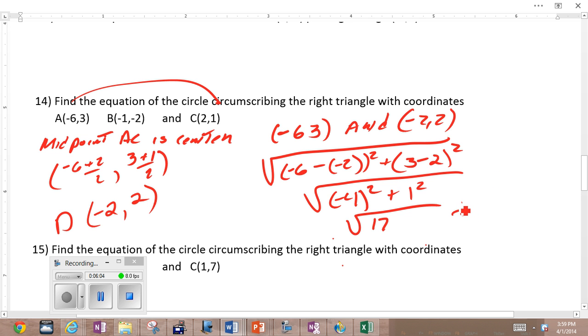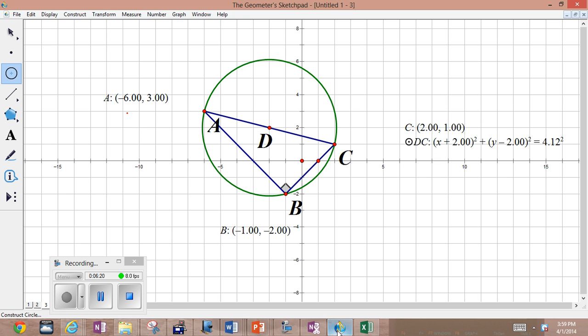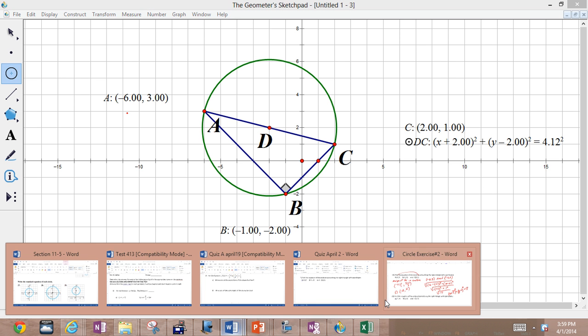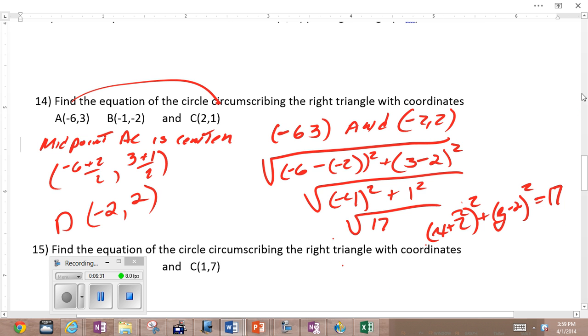So my circle should be of the form (x plus 2) quantity squared, that's minus a negative 2, plus (y minus 2) quantity squared, is equal to 17. And that should be pretty much in agreement with what we had there. The radius is about 4.12, which when squared would be 17. All right, and then lastly, just to advise you on this.